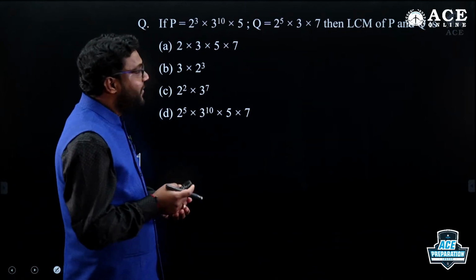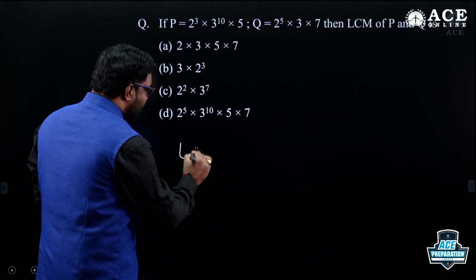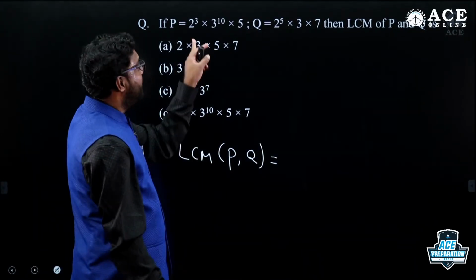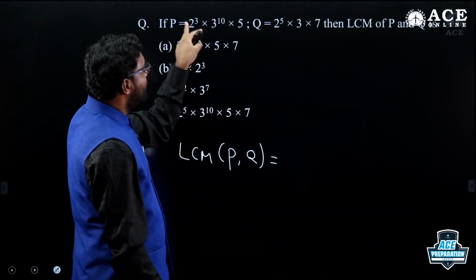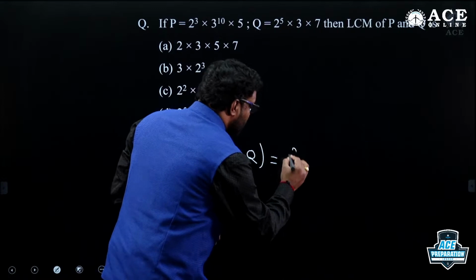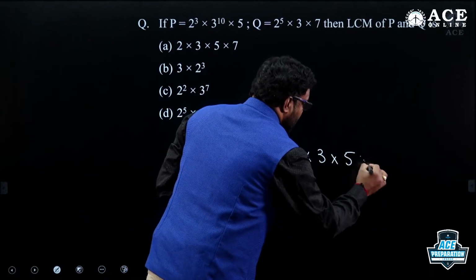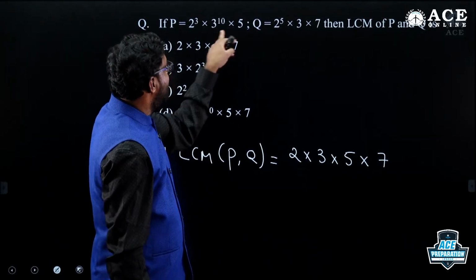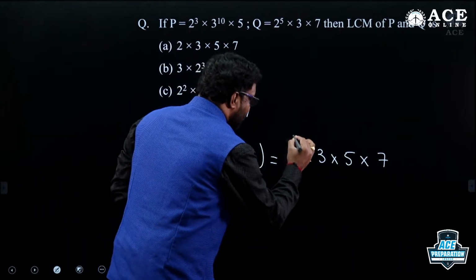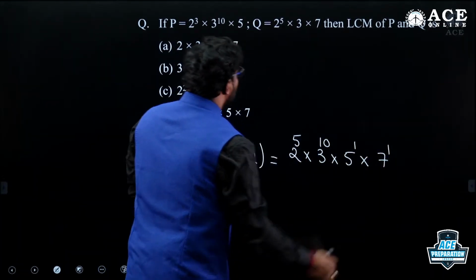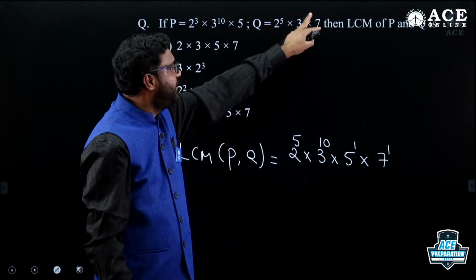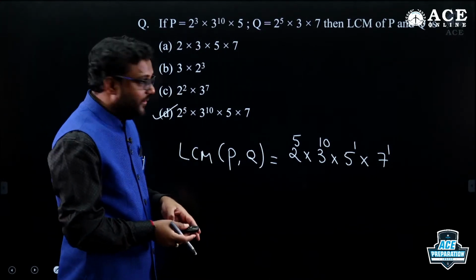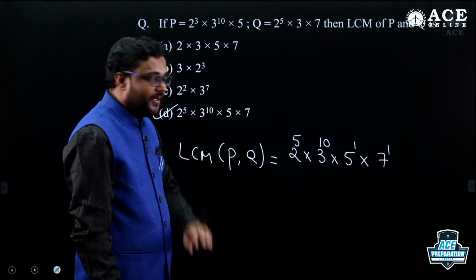Now, while doing LCM of P and Q, what you should do? We should write all prime numbers involved. What are the prime numbers involved? 2, 3, 5, 7 are involved. So mention 2, 3, 5, 7. Now for each prime number we should take the highest power. For 2, the highest power is 5. For 3, the highest power is 10. So 2 power 5, 3 power 10. For 5 and 7, the only power is 1, and we should consider that. So your option should be D, right? 2 power 5, 3 power 10, 5 and 7.